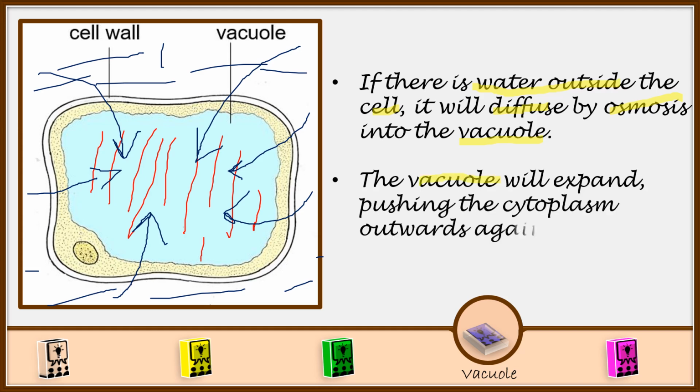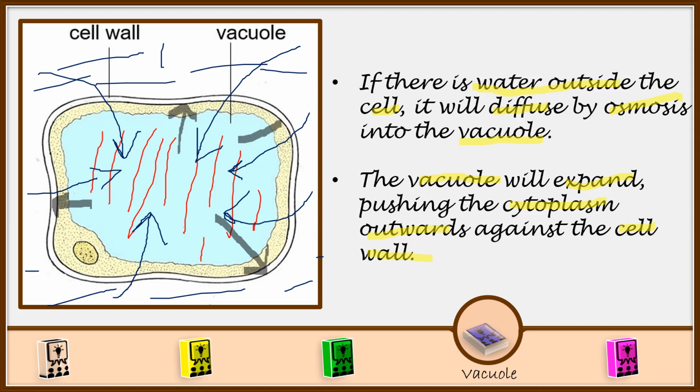The vacuole will expand, pushing the cytoplasm outwards against the cell wall. Because the water is flowing inside, the vacuole is going to expand. And as it is expanding, it is going to apply pressure onto the cell wall. And this is going to cause the cell to start swelling.